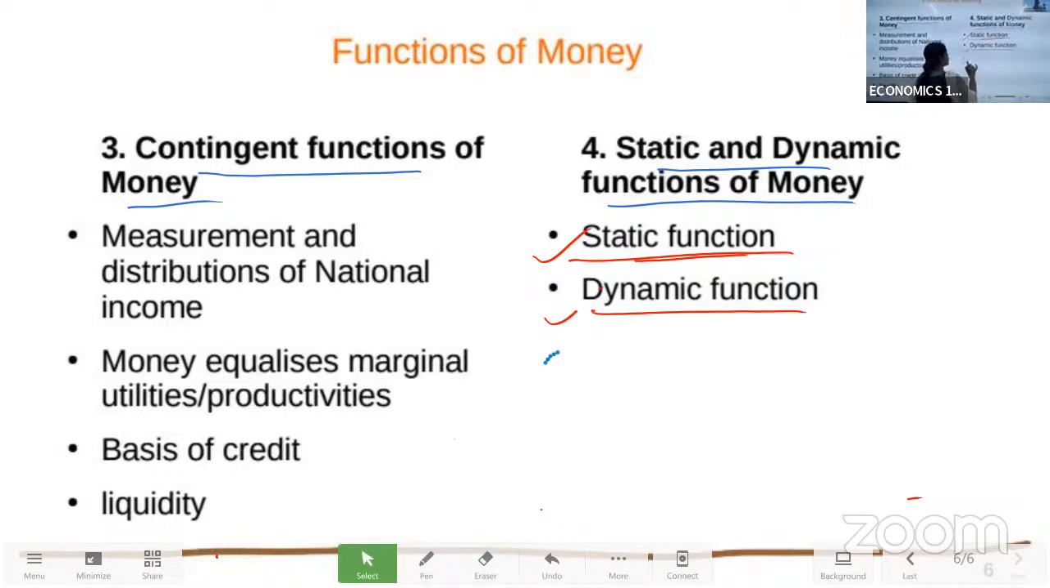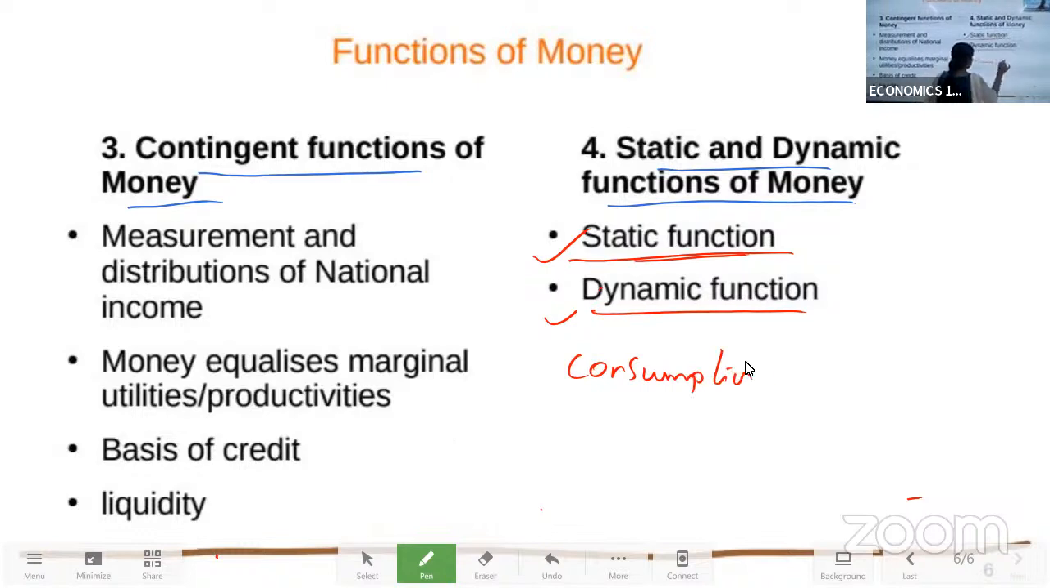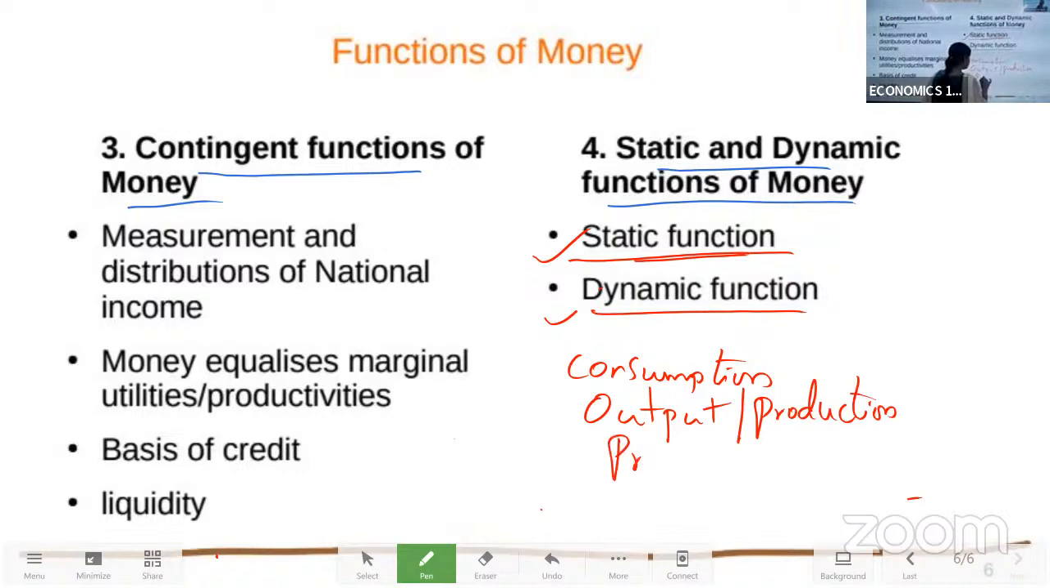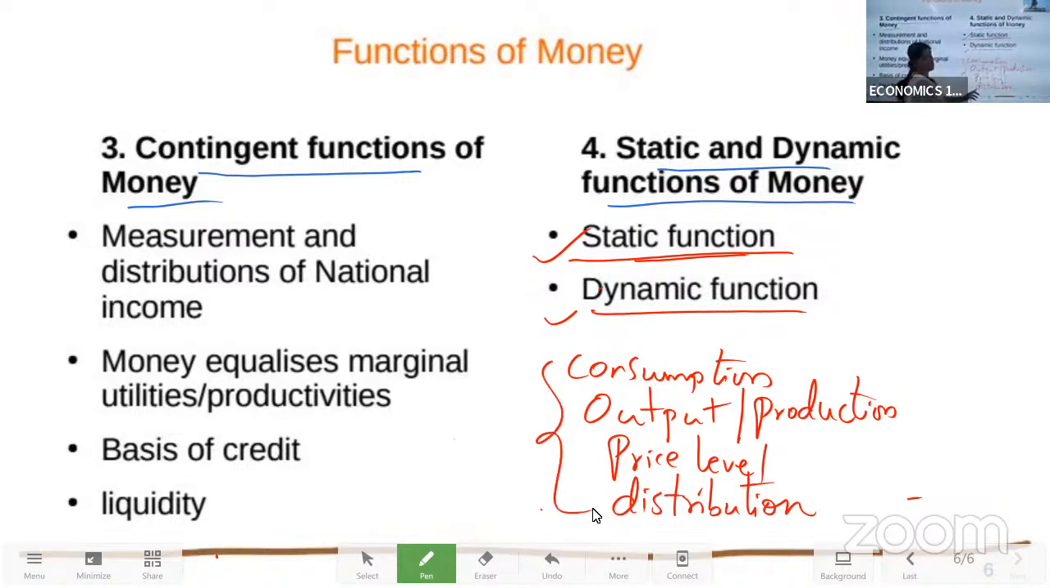Here you can see that consumption will change, then output, or you can say production, the price level, then distribution. Will all this be constant every time? No, they keep on changing. All these changes come under the dynamic functions. So the contingent functions like measurement and distribution of income, money equalizing the marginal utilities and productivities, liquidity, and the basis of credit all come under the dynamic functions of money.